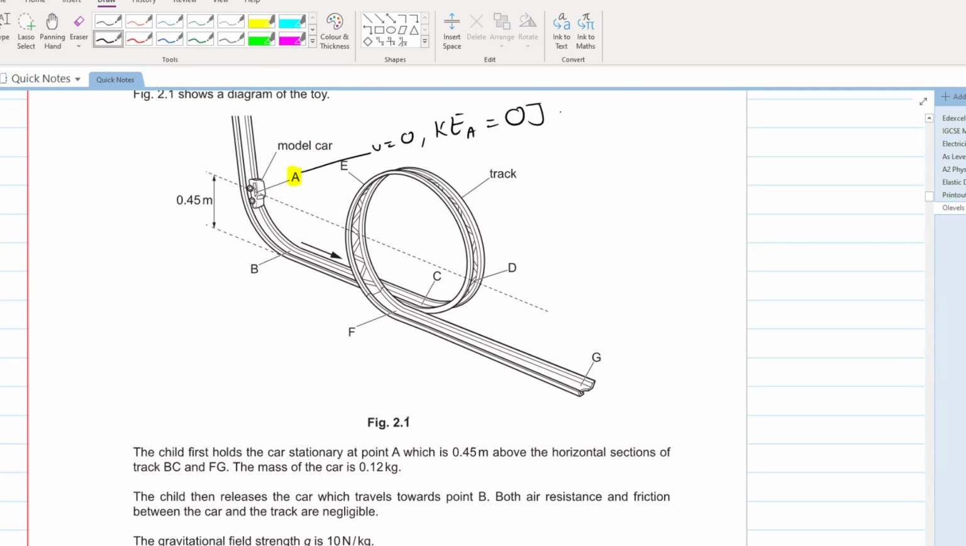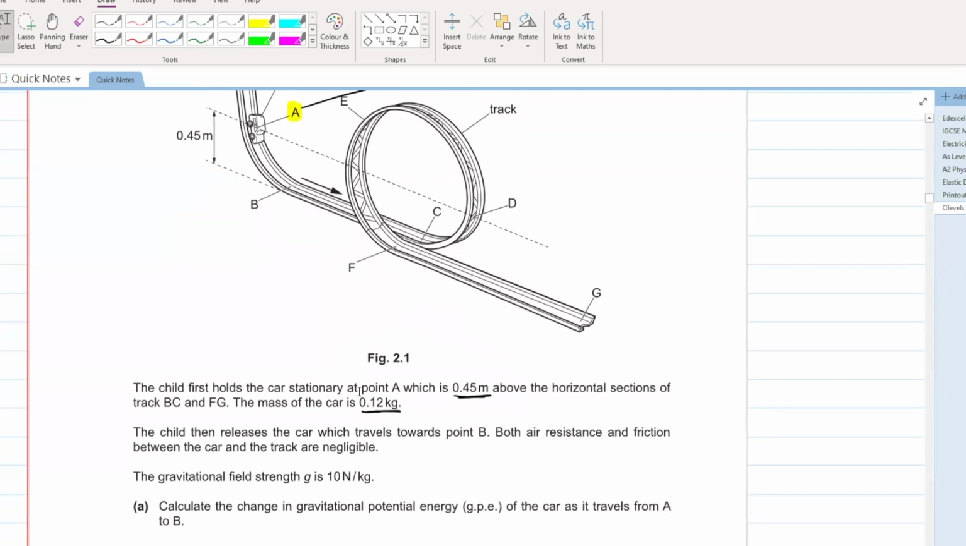And point A is at a distance of what? 0.45 meter above the horizontal section. The mass of the car is 0.12 kg. The child then releases the car, which travels towards point B. Both air resistance and friction between the car and the track are negligible. The gravitational field strength is 10. Calculate the change in gravitational potential energy of the car as it travels from A to B.